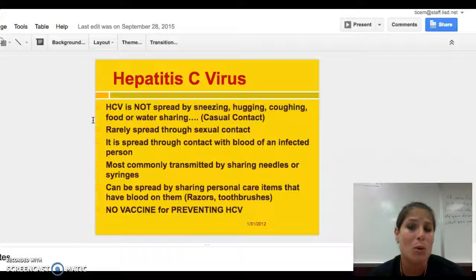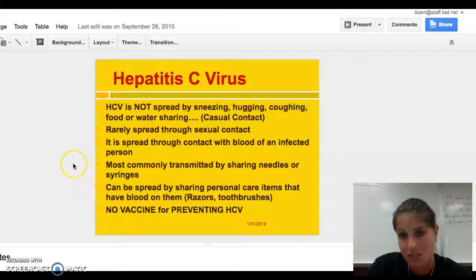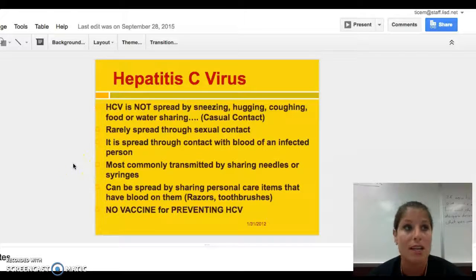Most commonly this is spread from one person to another by sharing needles or syringes. That doesn't necessarily always mean drugs either. It could be that you have somebody that has diabetes and they have to give themselves insulin shots, and you accidentally get poked by the needle. It does happen. That has nothing to do with using drugs, and they can still pass that disease to somebody.